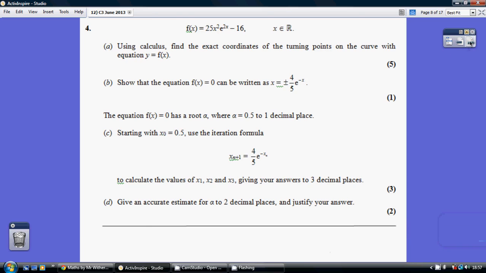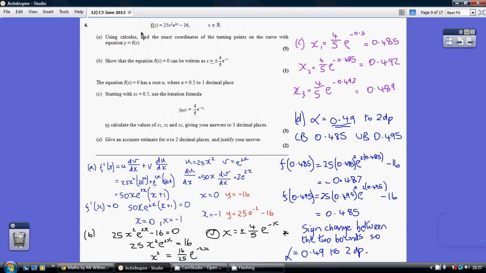Question 4. So for part A, using calculus, find the exact coordinates of the turning points. So we have to differentiate the function. So we use the product rule, u dv/dx plus v du/dx, where u equals 25x² and v equals e to the power of 2x. So du/dx, when we differentiate this, is 50x. dv/dx, when we differentiate this, is 2 lots of e to the 2x.